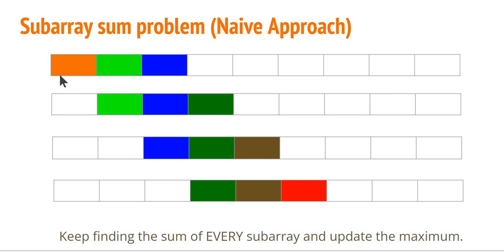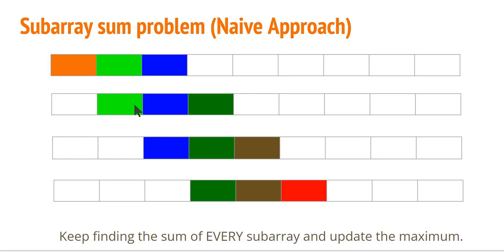The naive approach to solve the sub-array sum problem would be to look at every sub-array, keep finding its sum, and keep updating the maximum or the minimum, depending on what you're looking for. So what I mean is, let's say I'm looking at a sub-array of size 3. I start from the very left, from index 0. The first sub-array is this. Next, I look at the next sub-array, which is this. Next, I look at the next sub-array, which is this.